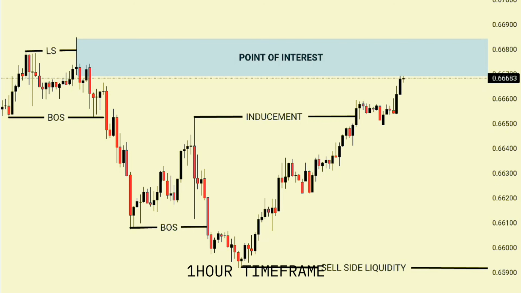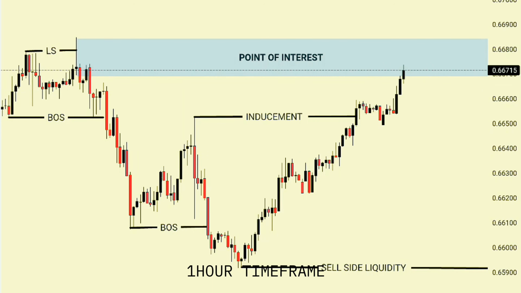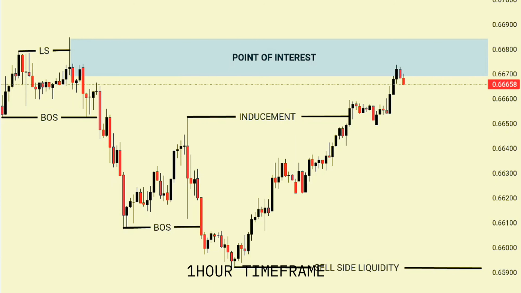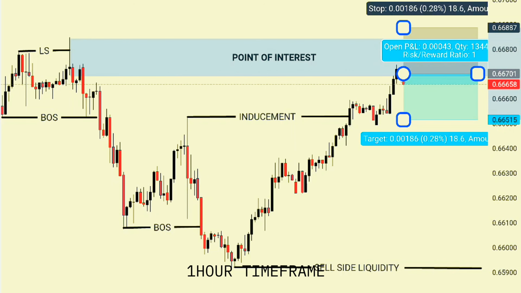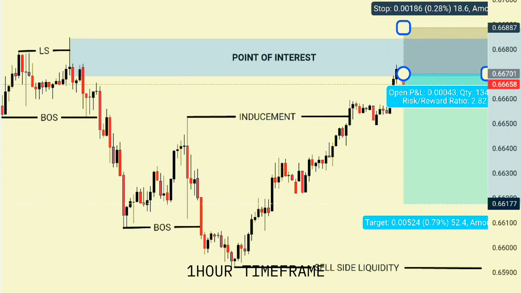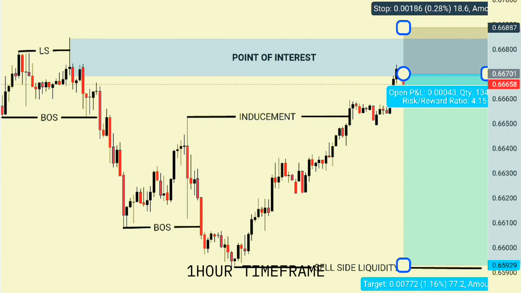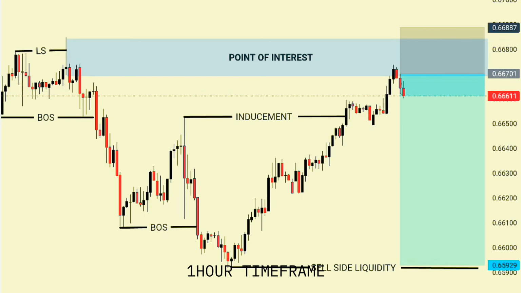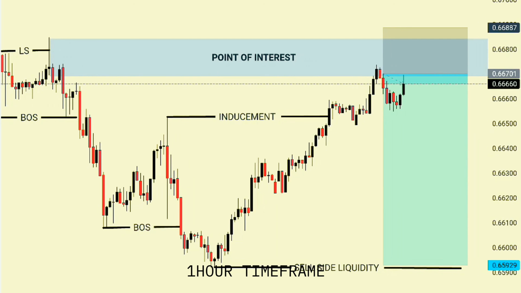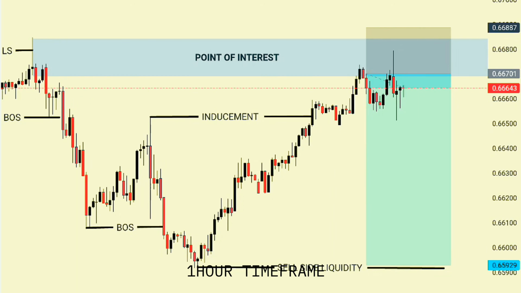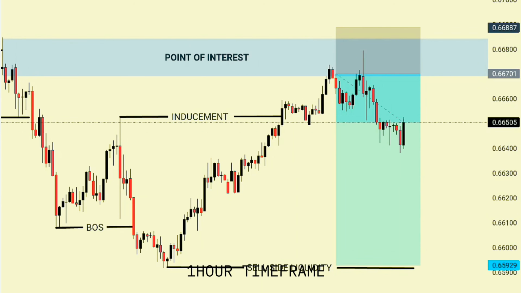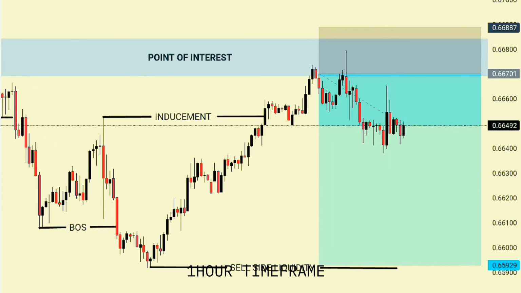Once price taps into the point of interest, we execute the sell trade. This is where smart money mitigates previous orders and injects new sell-side volume. Immediately after hitting the point of interest, the candle shows rejection. Lower time frames begin shifting bearish. Internal structure breaks. Momentum returns to the downside. This is exactly how institutional setups behave. From the point of interest, price sells off smoothly, moving through internal liquidity and heading directly toward the sell-side liquidity target.